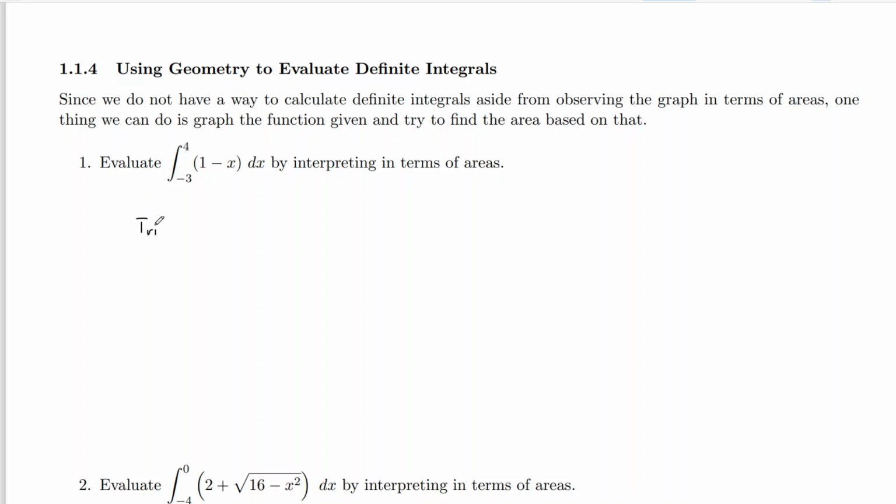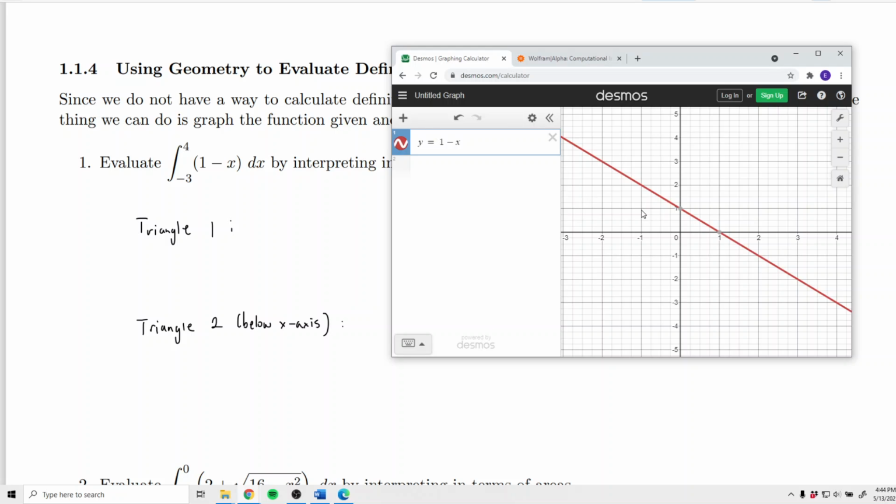So triangle 1 and triangle 2. So triangle 2 will be the one below the x-axis. To find the area of these triangles, no matter which one we're looking at, it's 1/2 times the base times the height. So for triangle 1, the base, we're going from -3 all the way to 1. Imagine boxing this in, -3 to 1, the x values increase by 4. So the base is 4, and the height goes up to the y value of 4 as well. So both the base and the height of triangle 1 is 4.